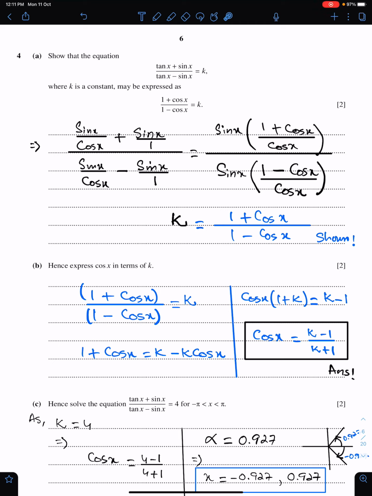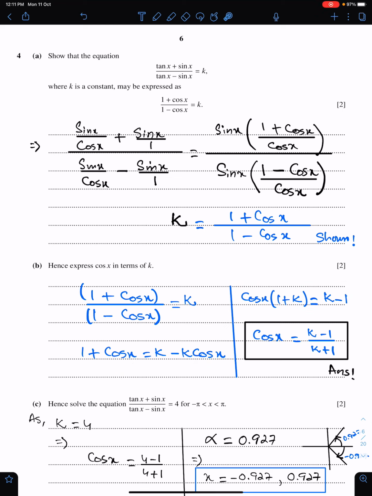Next part of this question. Now we have to find cos x in terms of k. For that, we need to do cross multiplication. So when we multiply this with this, we will get this equation. Now we need to bring this cos on left side and this one on right side, so that we can take cos x common. So when we bring this cos x on left side, and after taking cos common, we will get this equation.